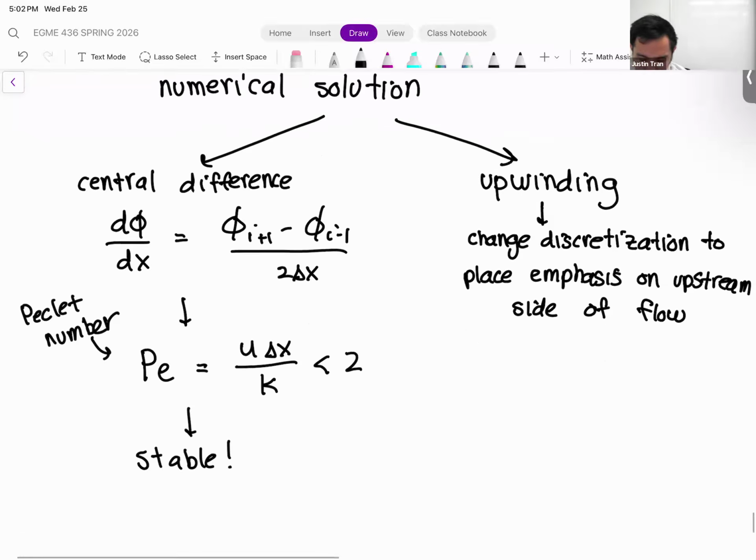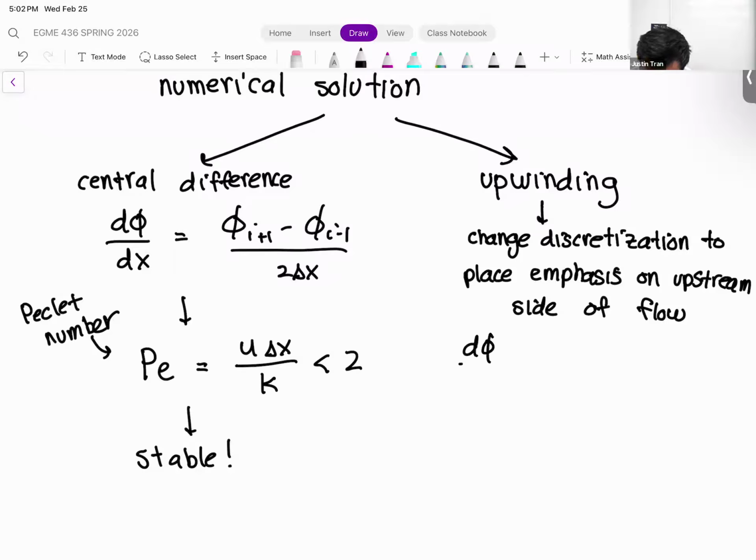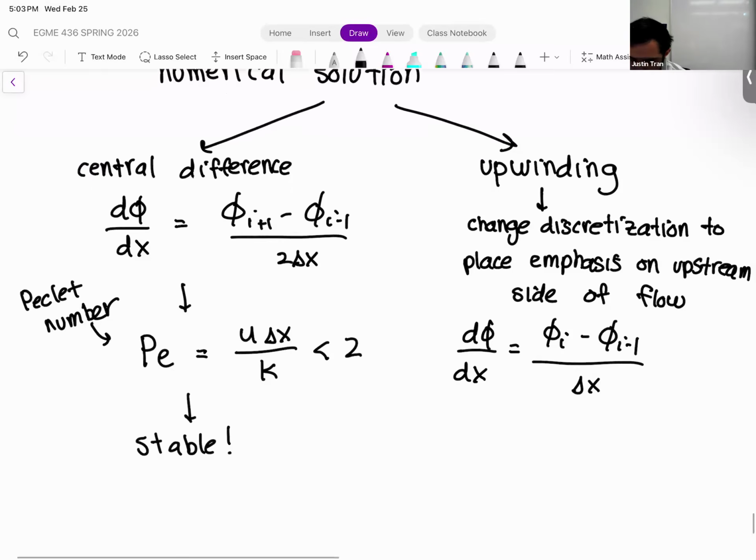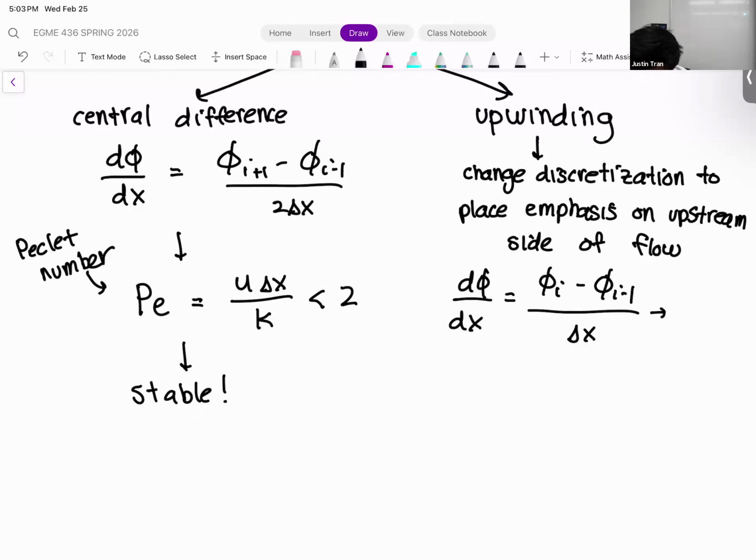So for upwinding, we would change the way we discretize our derivative. Let's say we use a backward difference scheme, so dphi/dx is phi(i) minus phi(i-1). A backward differencing scheme places more emphasis on the left-hand side of our stencil. So that's great for when the velocity is going from left to right, which is essentially when our velocity is positive.